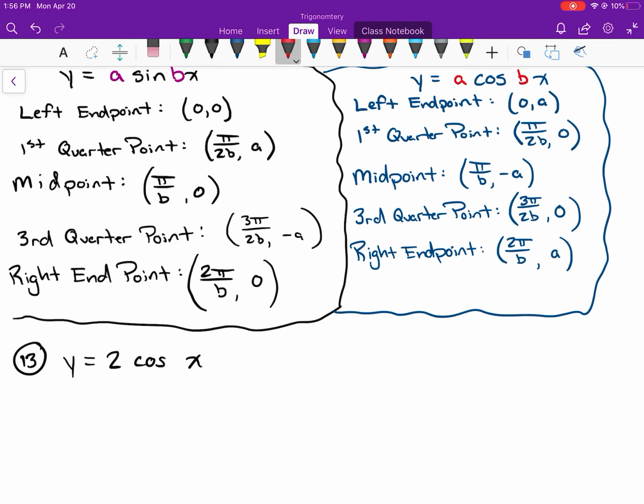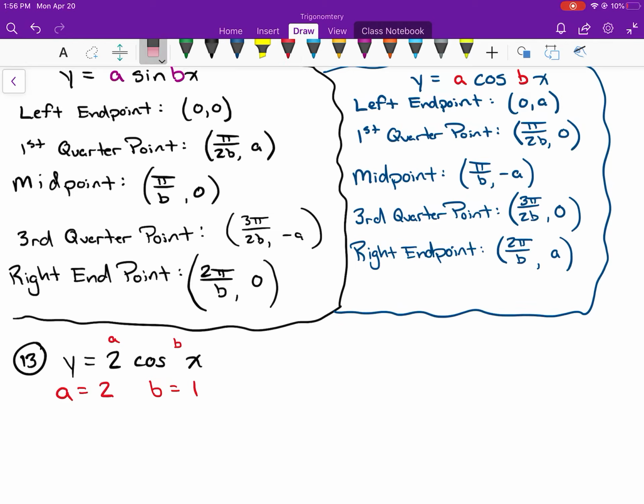So we'll start off by labeling A and B. A is the number in front of the sine or the cosine, and B is the number in front of x. So A for this one is 2, and B is 1. And since this is cosine, I'm going to be looking at that block right there.